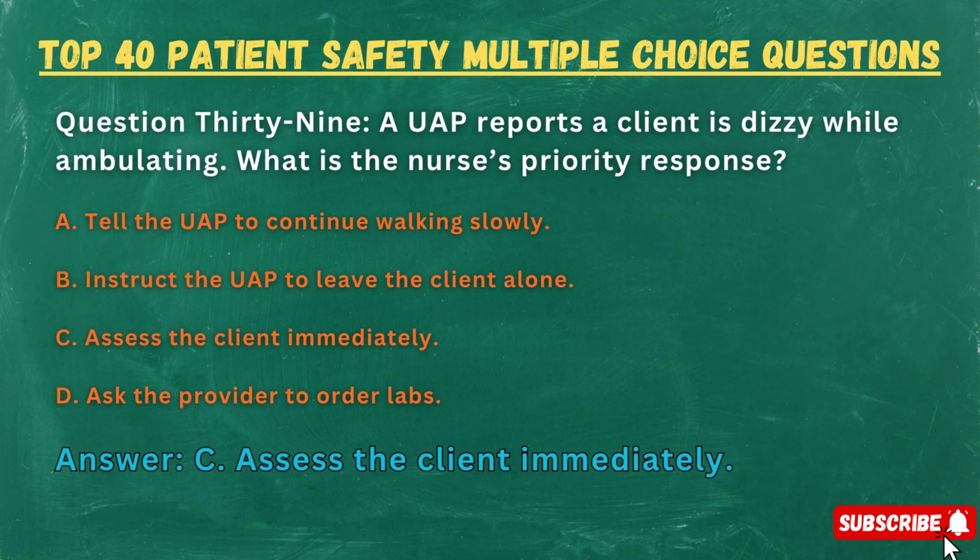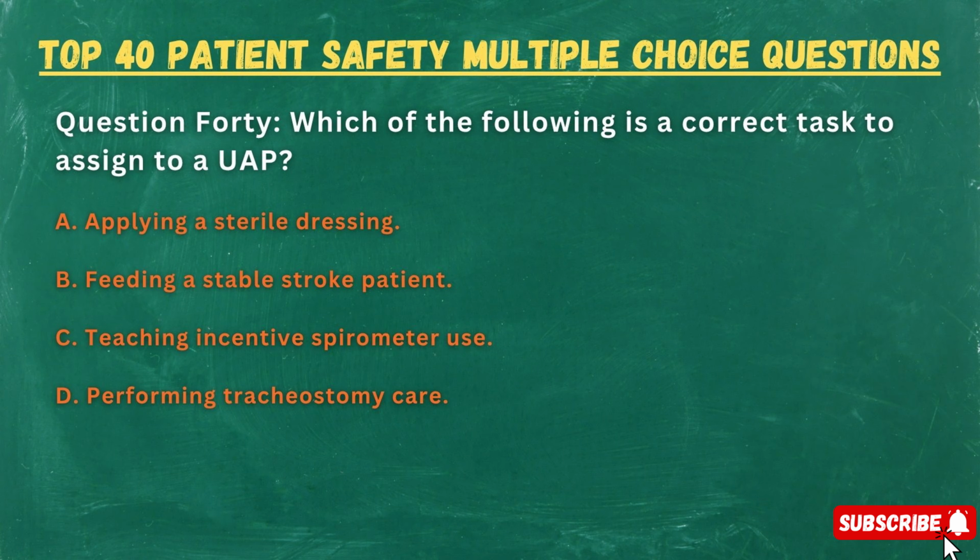Answer: D. Placing an ID band on the infant. Question 40. A nurse notes bright red bleeding in a client 24 hours postpartum with a firm fundus. What is the likely cause? A. Uterine atony. B. Perineal laceration. C. Retained placenta. D. Endometritis.